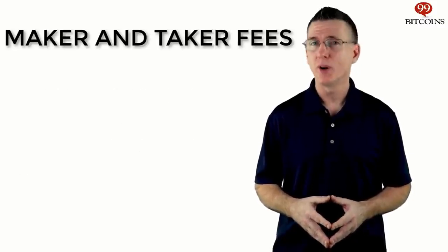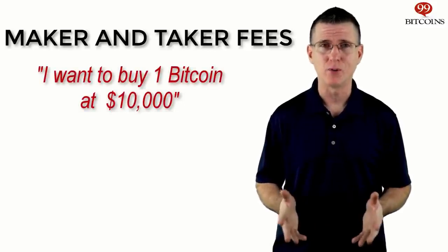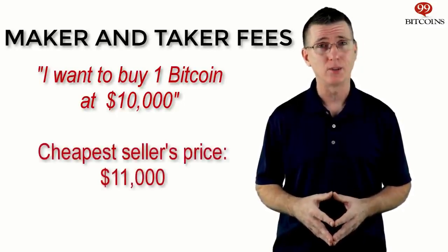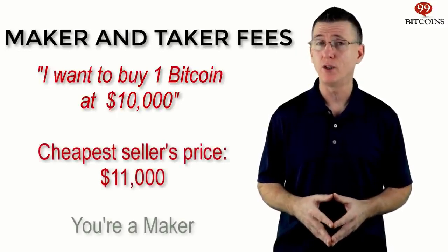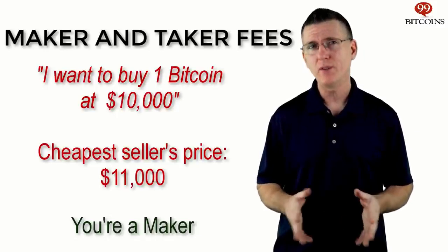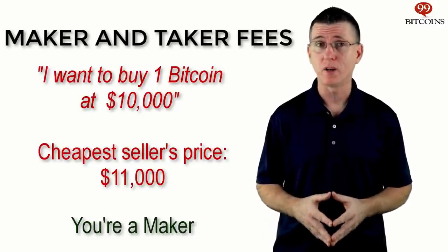For example, perhaps you put a limit order in to buy 1 Bitcoin at $10,000 at most, but the lowest seller is only willing to sell at $11,000. Then you've just created a new market for sellers who want to sell at $10,000. So whenever you place a buy order below the market price or a sell order above the market price, you become a market maker.